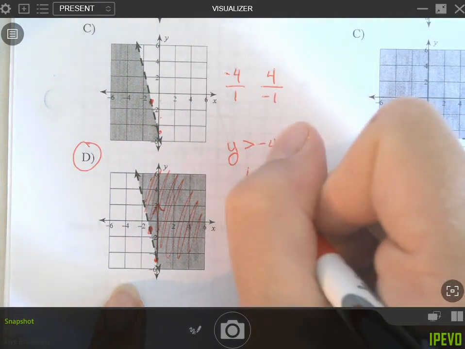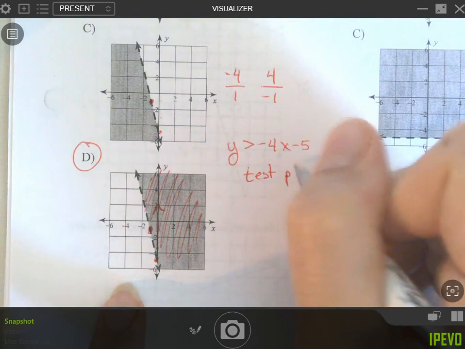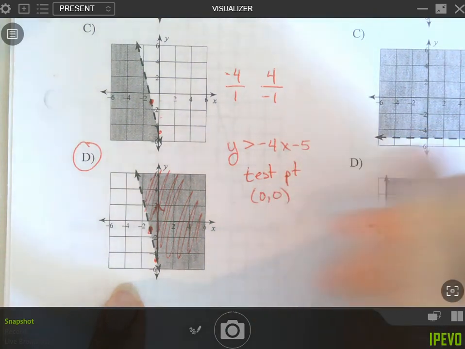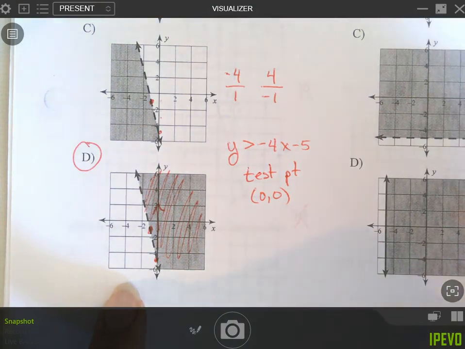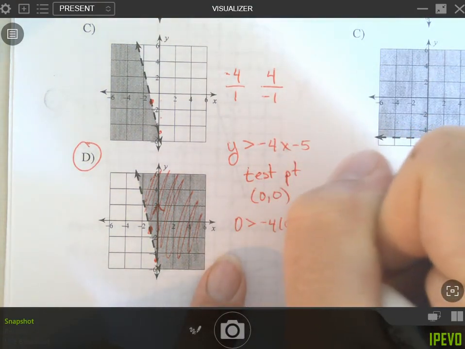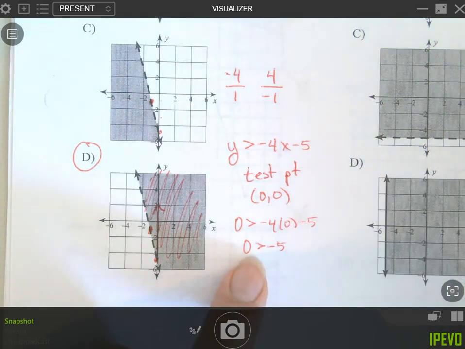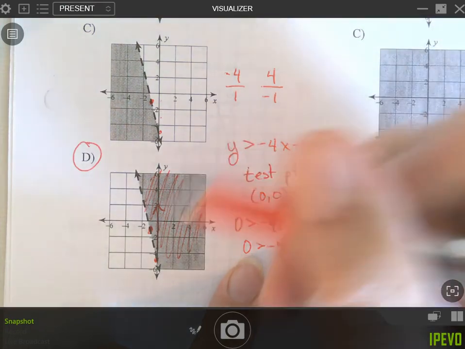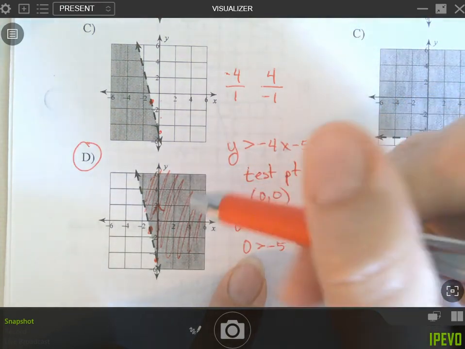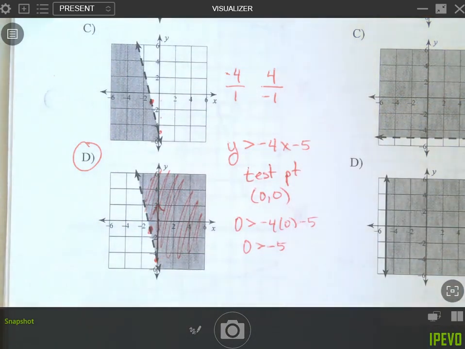Now, the other thing you can do, and I know some of you are ignoring me and moving on, but hold on. The other thing you can do is a test point. So the easiest test point to use is 0, 0. Does anybody remember doing that? And you plug in the test point. 0 is greater than negative 4 times 0 minus 5. 0 is greater than negative 5. Do we agree? That's a true statement. So if 0, 0 works, then everything works. If it was a false statement, I wouldn't shade the side that the point's on. It must be everything on the other side.